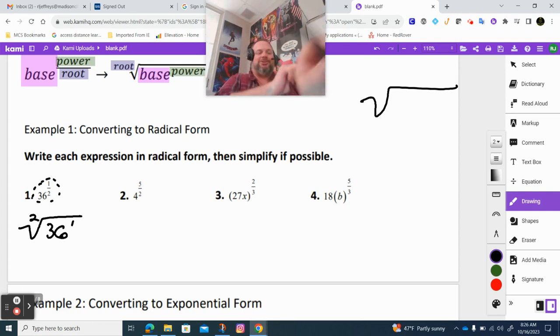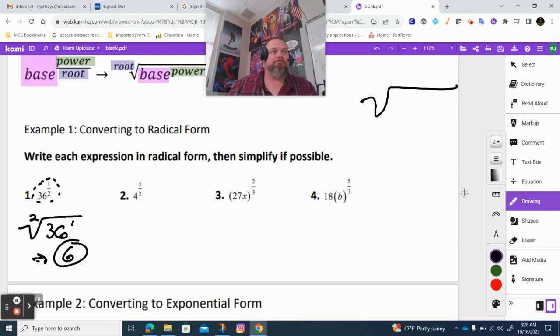So we can actually take the square root of 36. And the square root of 36 is, exactly, you're right, it's 6.